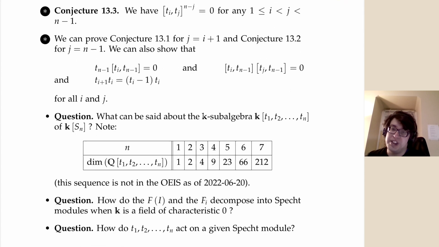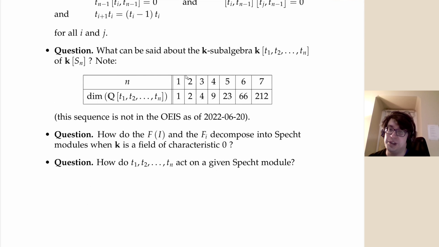Also, what can you say about the K subalgebra that is generated by these TIs? Well, you can compute its dimension using Sage, and you can see that the sequence is not in the OEIS. Whatever this means, maybe it means that the OEIS is missing a nice sequence. Maybe it means that the subalgebra is not very interesting. I don't know. The other question, and we are currently working on it, is how do the TIs act on a Specht module? We don't actually know.